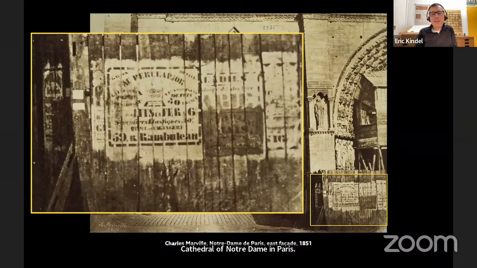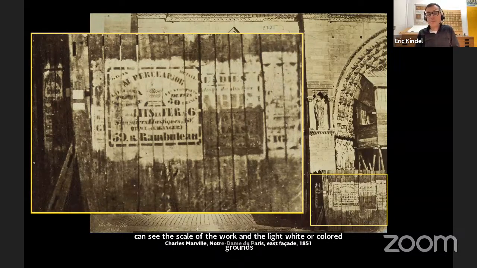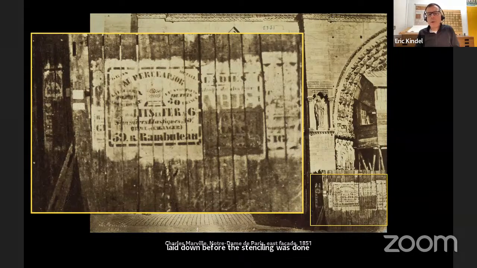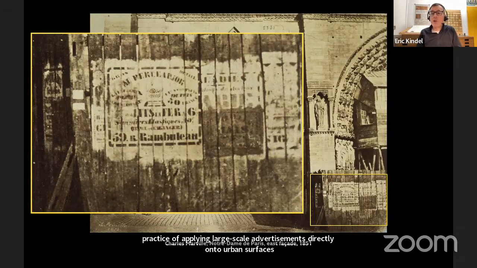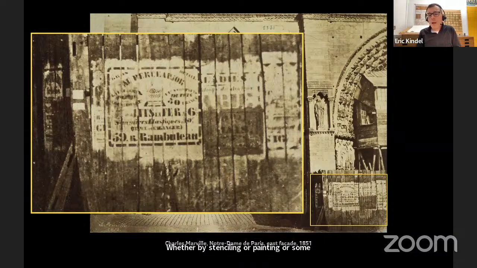Zooming in, you can see the scale of the work and the light white or colored grounds laid down before the stenciling was done. Stenciling of this kind appears to inaugurate the practice of applying large-scale advertisements directly onto urban surfaces, whether by stenciling or painting or some combination of the two. By this time, they were called affiches peintes and later affiches au ponceau, a term that invokes stenciling by reference to pouncing.